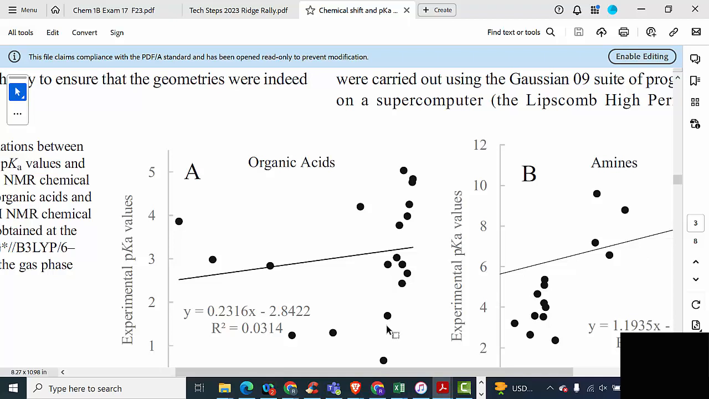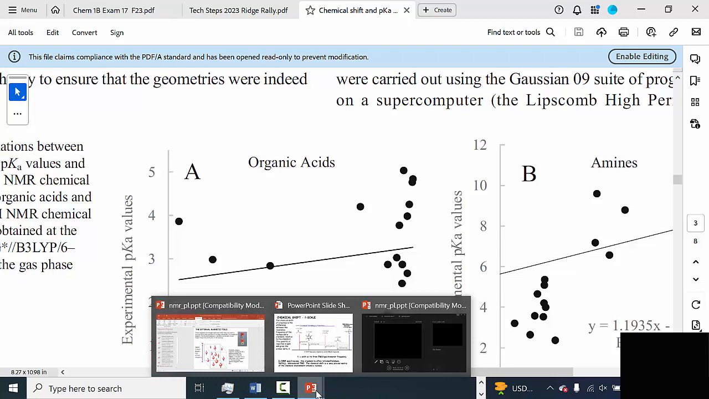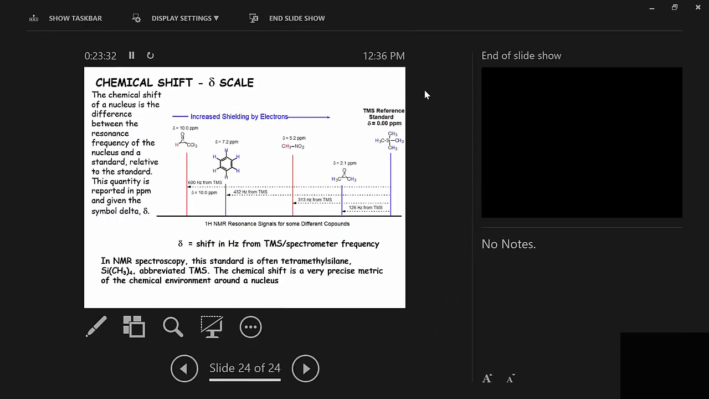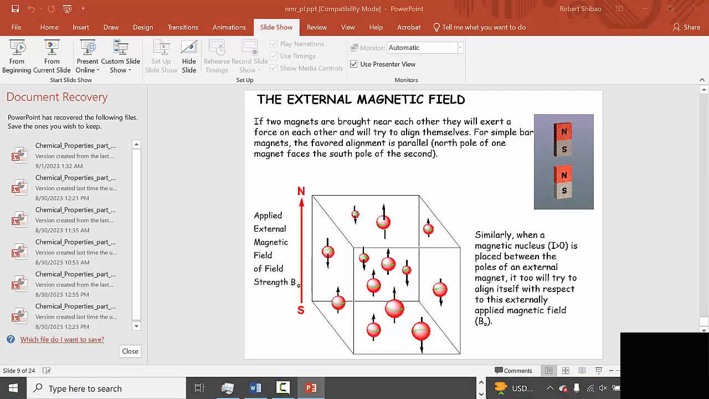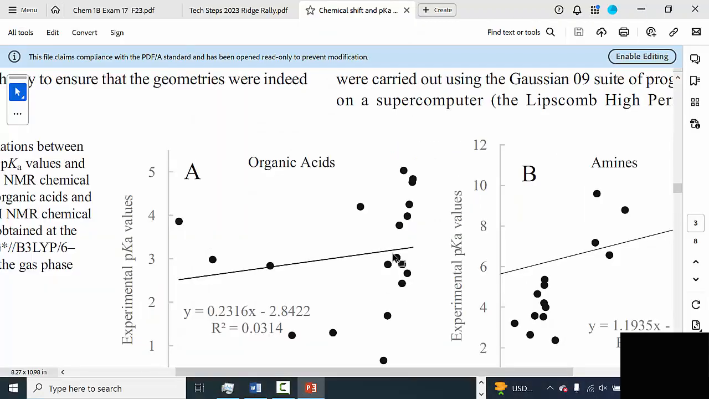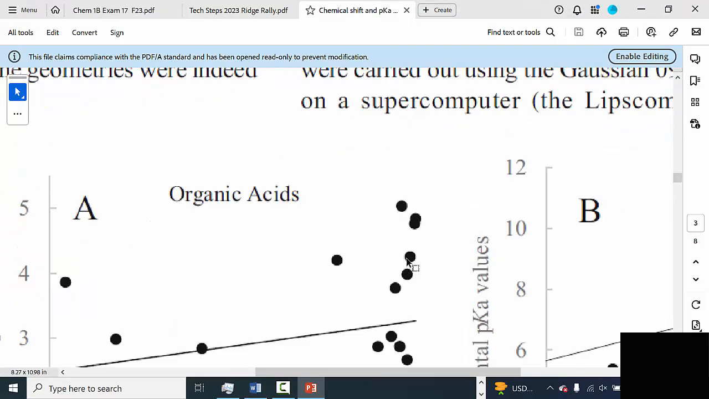Oh, shoot. Forgot to end the slideshow. All right, this is what I was reading. Sorry, I thought you were reading along with me.